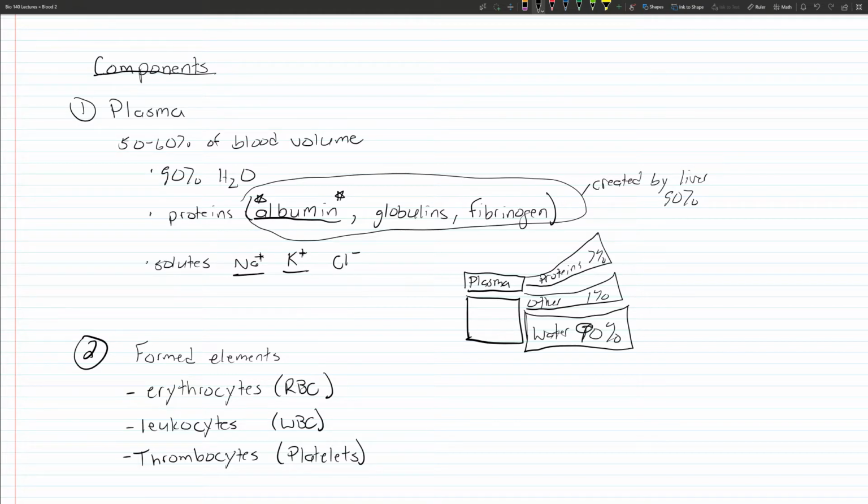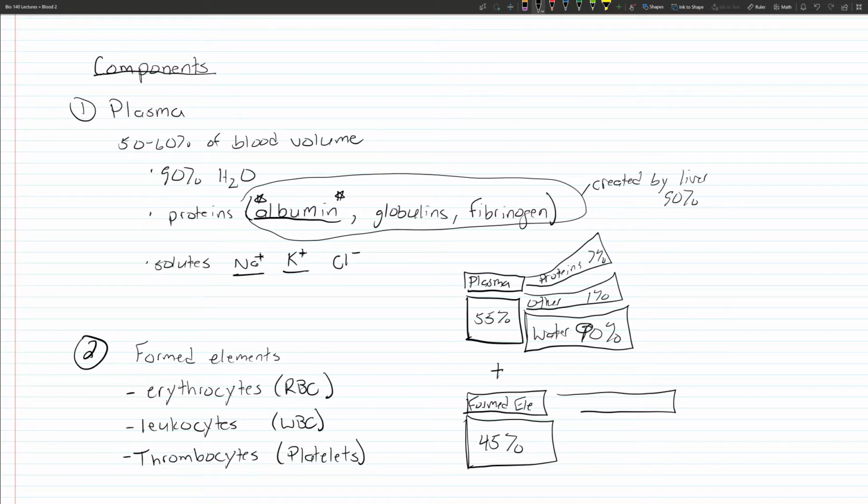Okay. So 55% plasma. And then the other part are formed elements. Okay. And so that's about 45-ish%. And of that, we have platelets, which is less than 0.1%. Okay. Very little amount. Then you have WBCs. WBCs are leukocytes, less than 0.1%. So there are very few leukocytes in the blood.